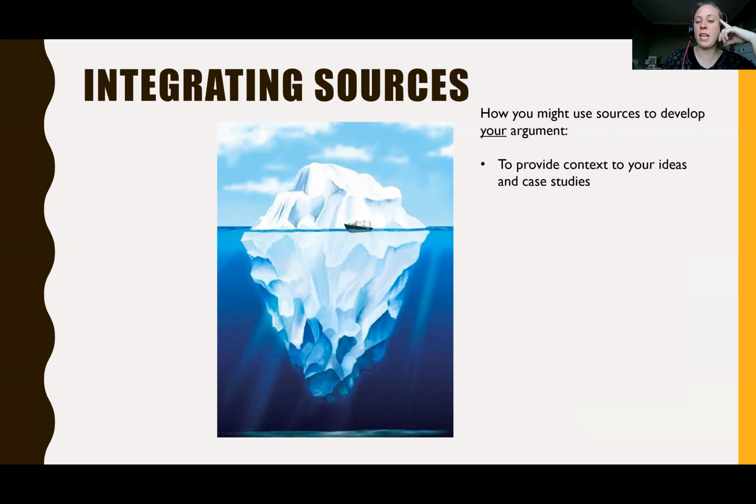So you might use secondary materials to provide context to your ideas and case studies. So if you are studying, say, a particular period or a particular example of performance, we're not expecting you to be able to research all of those different contexts in which it sits yourself.